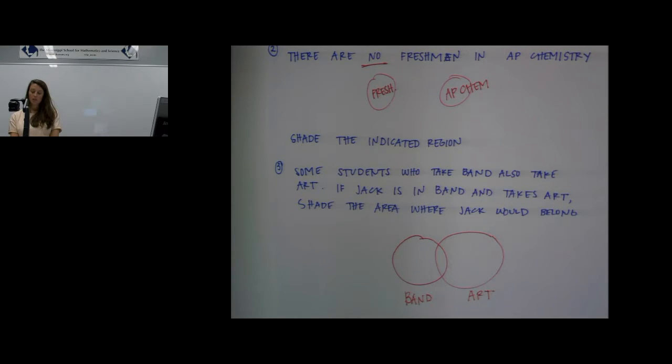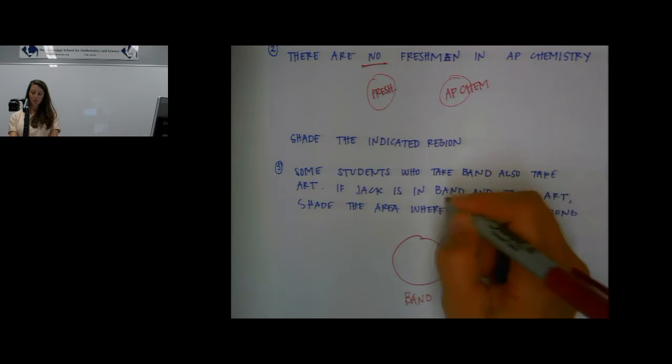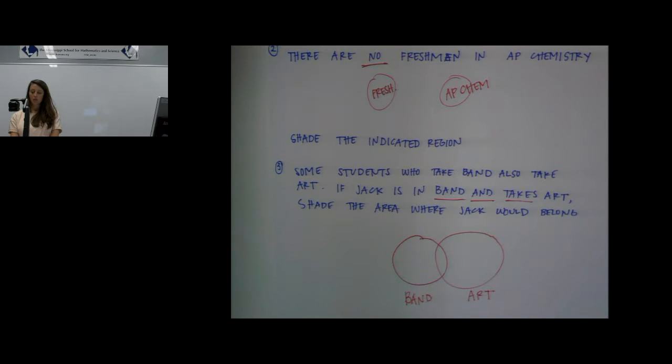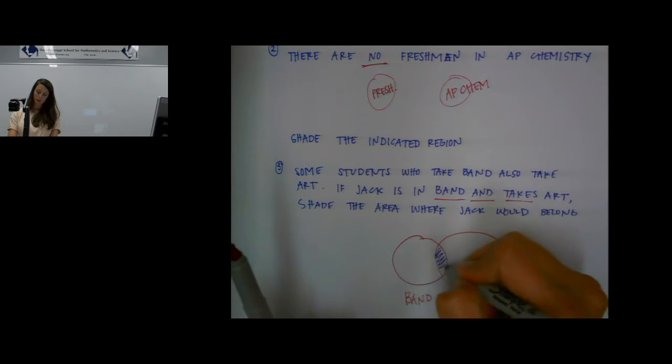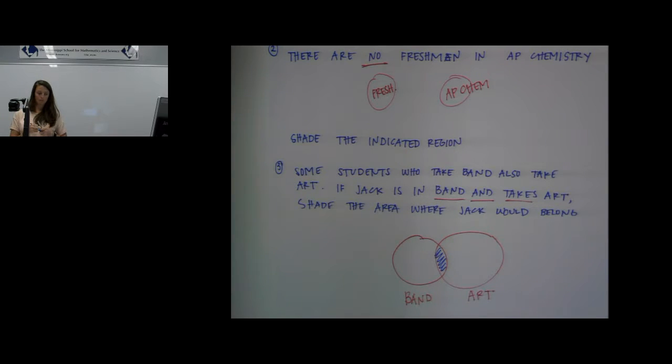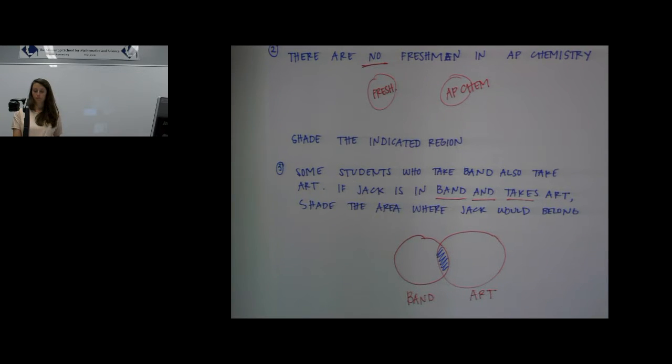If Jack is in band and takes art, so in both, shade the area where he would be. So the area where he would be is where they overlap.